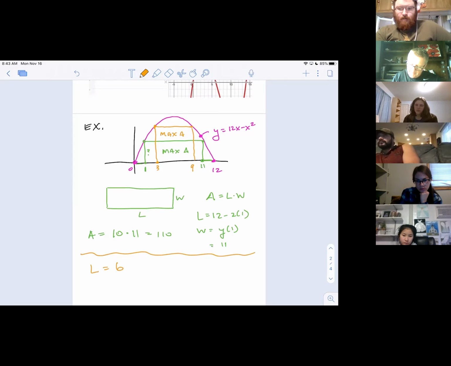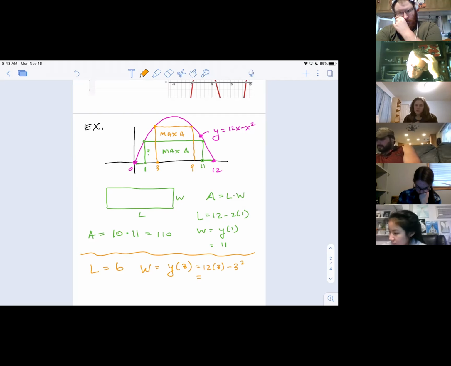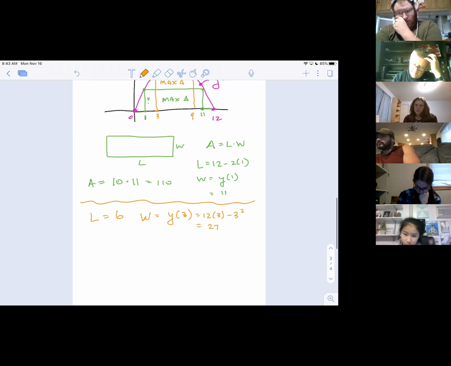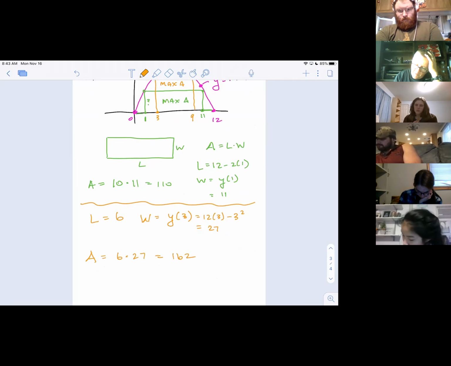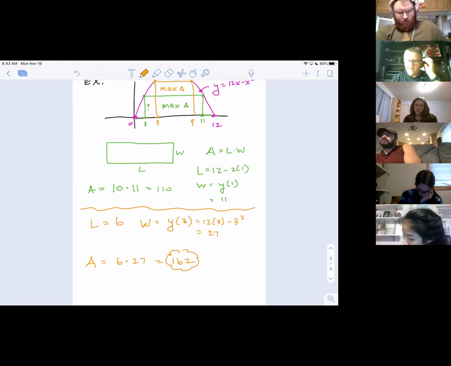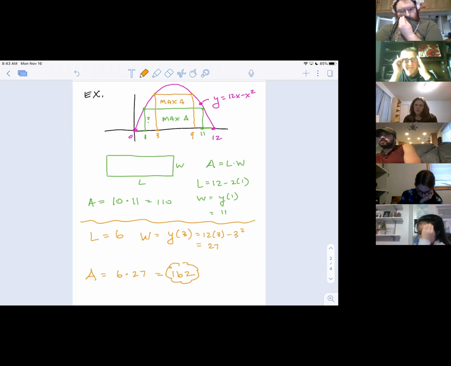And then my height, or my width, I was calling it width. My width is y with 3 plugged into it. So that'd be 12 times 3 minus 3 squared. So that's 36 minus 9, which is 27. Is that right? 27. So then my area is length times width, which is 6 times 27. My magic box says 6 times 27 is 162. So apparently the green one was not right. This is better. We have a better answer right now. So it's taller and thinner, if you will.